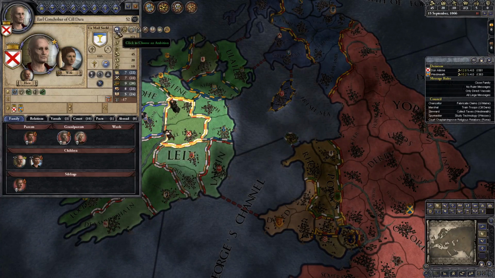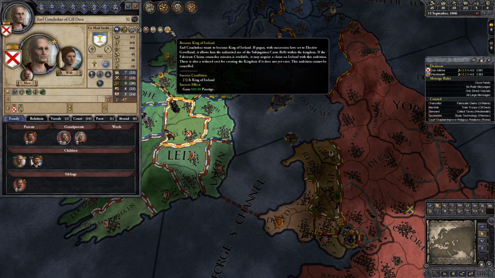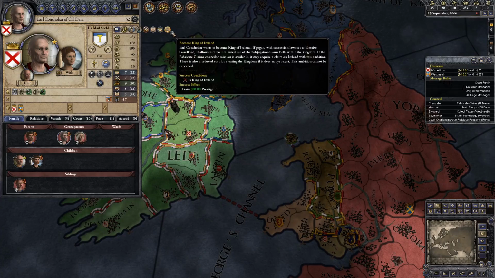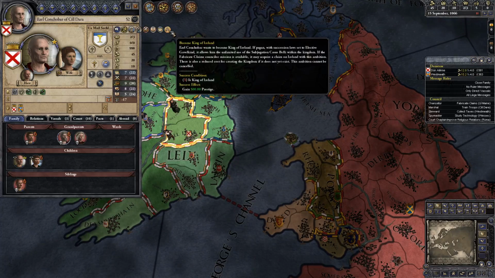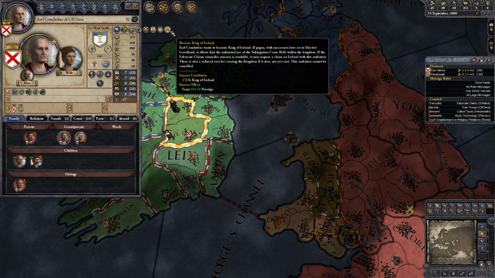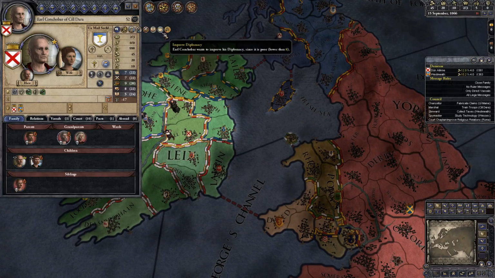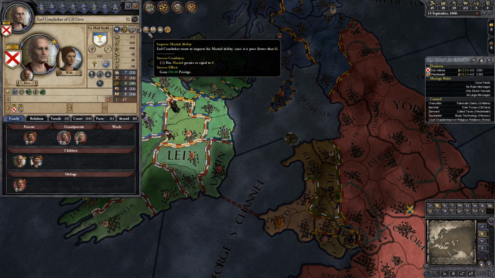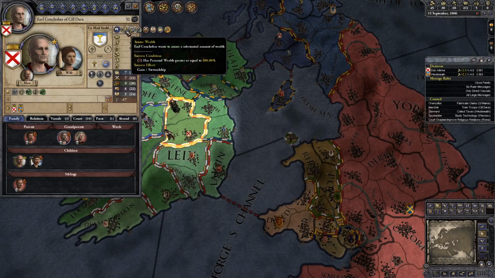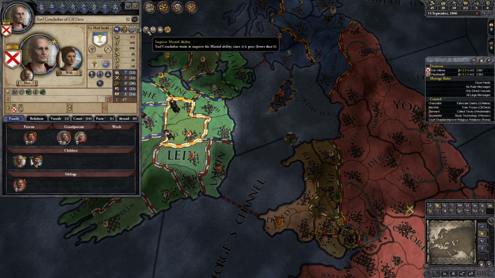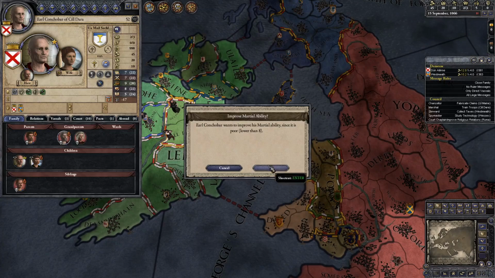We need to pick a personal ambition. I would very much like to become King of Ireland. But let me be extremely clear. There is no way in hell that we would actually get this. We're far too weak. Let's instead settle for improving our martial ability. 500 gold is a lot. Yeah. So you can increase any stat up to 8 through these traits. So let's try to become better warriors.